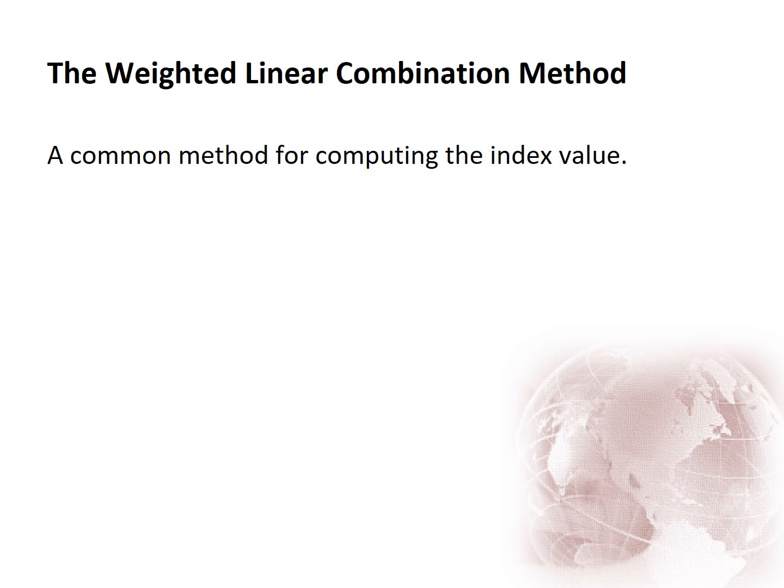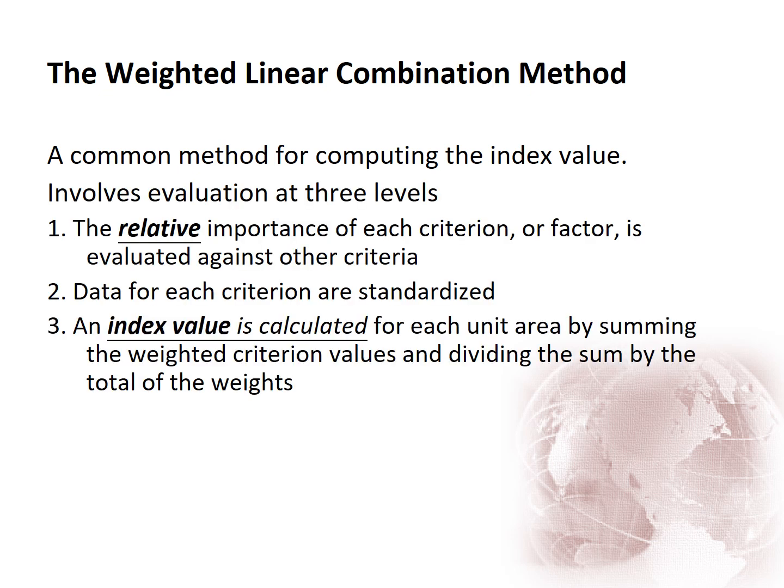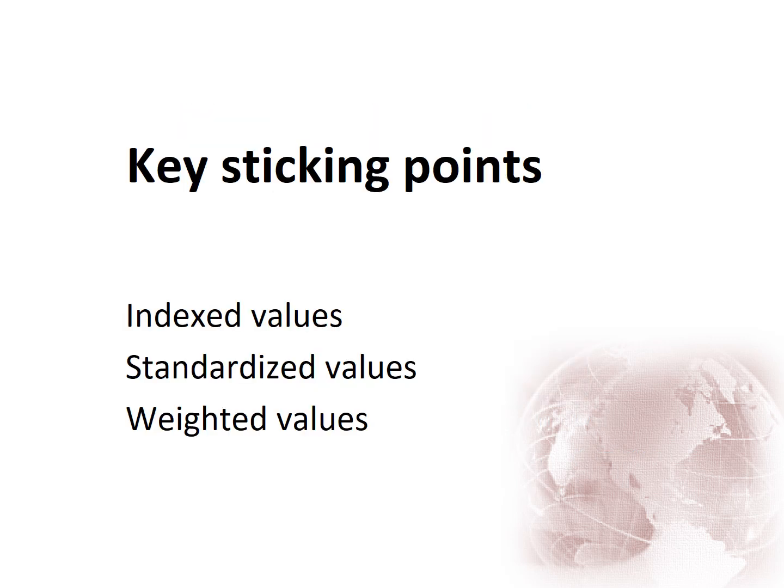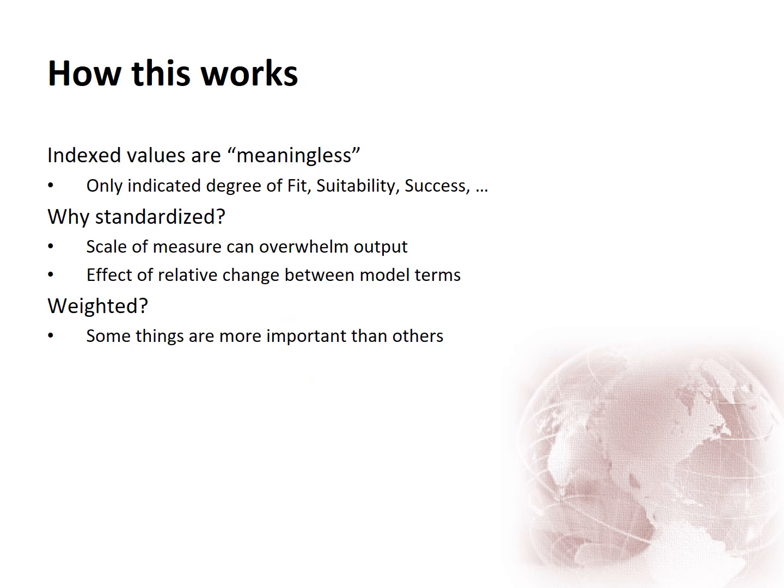Typically we do that with a linear weighted combination. We do this by assigning the relative importance, standardizing the values, and then we combine that to calculate the index. You can do it with vector data. Again, indexed, standardized, and weighted. Index values are meaningless. You standardize so that the measurement scales don't overwhelm the output. You weight it because some things are more important than others.